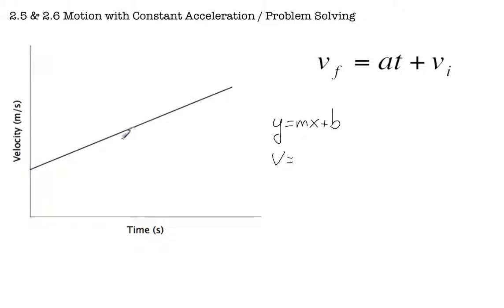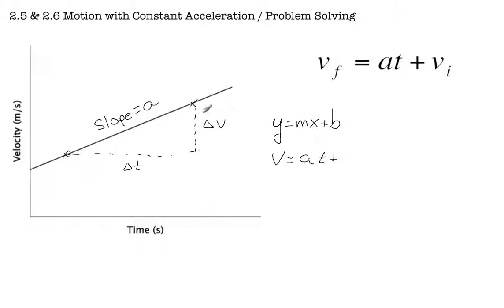M represents the slope of this graph, and we've seen before that if we take rise over run for this graph, the rise is a change in velocity, the run is a change in time, and the ratio of change in velocity to change in time is something that we call acceleration. So the slope of this graph is the acceleration of this object, so I'm going to put acceleration in for slope. The x-axis is a time t, because time is on the x-axis, plus b.